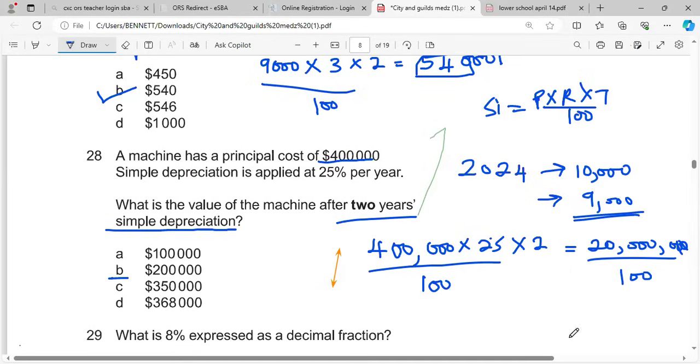Do we agree, guys? Yes, sir. Yeah, sir, actually I got it correct. So that's the question: what is the value of the machine after 2 years?